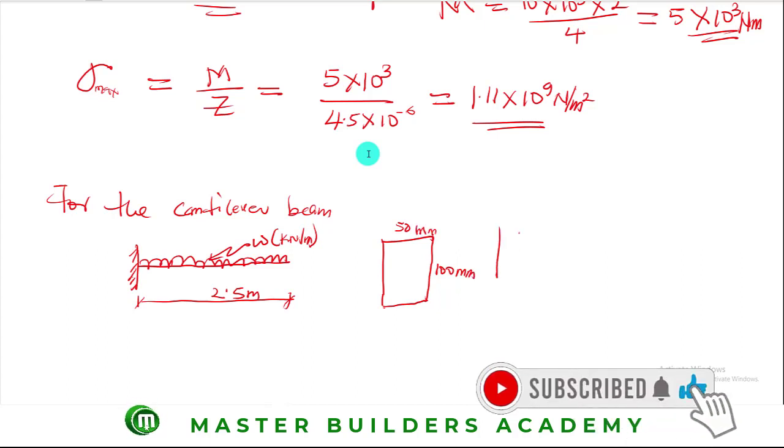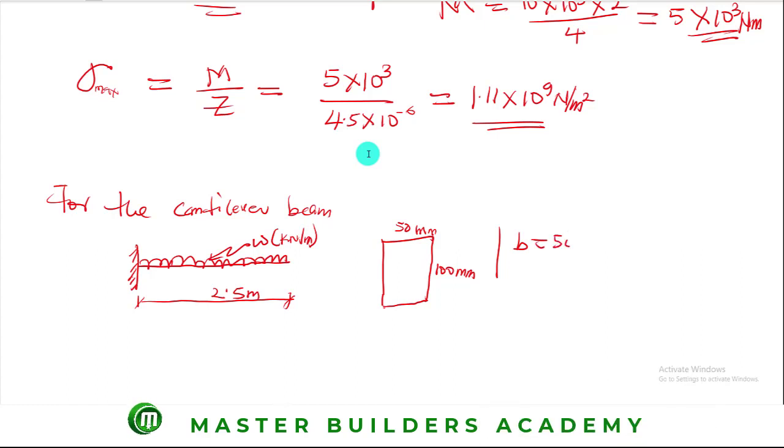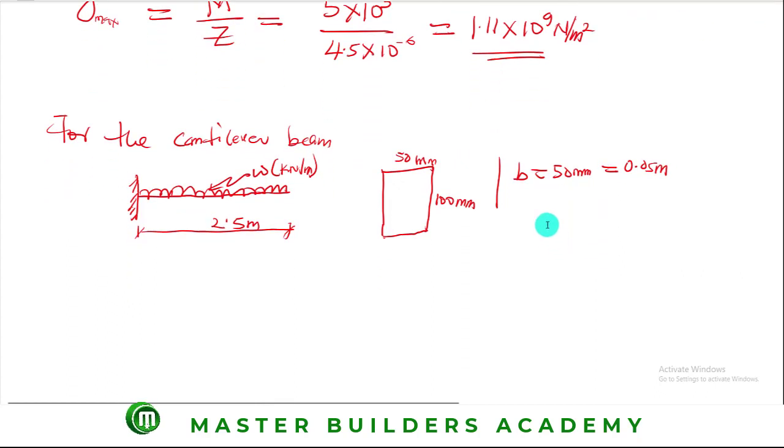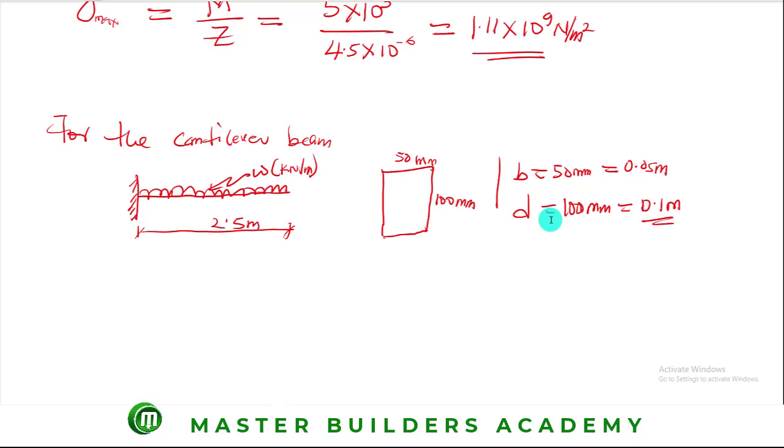Now, again, in this case, we are given that b is equal to 50 millimeters, and by the time we convert to meters, we have 0.05 meters. Already you know how to convert from millimeters to meters. If you don't know, simply divide the given value in millimeters by 1000, and then you have it in meters. Then d, which is the depth, is given as 100 millimeters. To convert to meters, divide by 1000, again you have 0.1 meters. So we have been able to get the depth of this section.